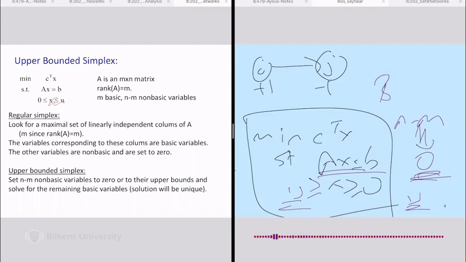So the upper bounded simplex sets N minus M non-basic variables to either 0 or to their upper bounds and solves for the remaining. The solution will again be unique because my B is invertible, right? The B inverse exists, so my basic variables will again be B inverse b. But I have to be careful because my non-basics are not always 0, right? So I assign some of them to their upper bounds. I have to be careful. XB is no longer B inverse b. I also have to think about the values which are at their upper bounds.